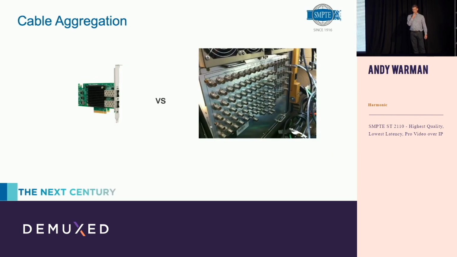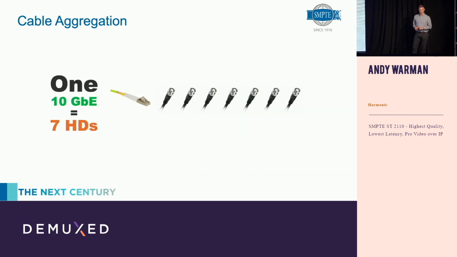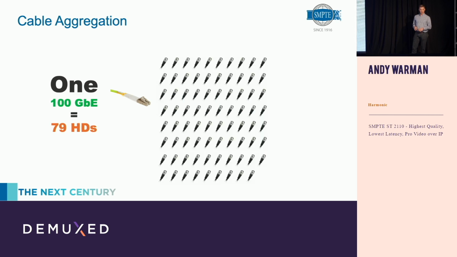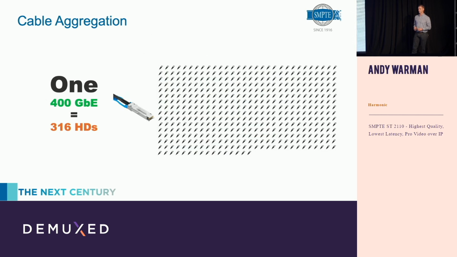All right, another thing about density is that we can replace many different cables with one cable. To give you some sort of perspective on what that means in IT terms, a single 10 gig connection can carry about 7 regular 1080i streams. 100 gig can carry almost 80. 400 gig, over 300. All right, so that's a very big change from that picture you saw earlier, where there was probably a couple of hundred connections on the back of that large frame, putting all of that down one fiber optic cable.